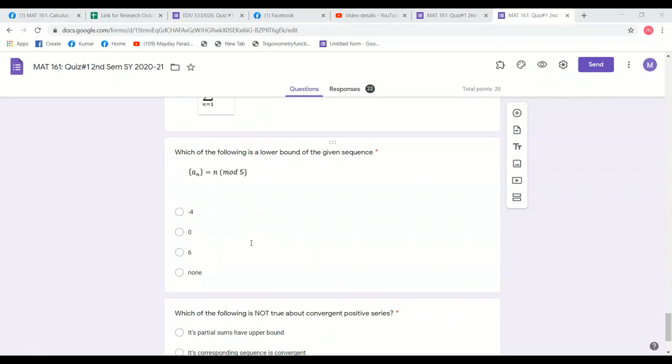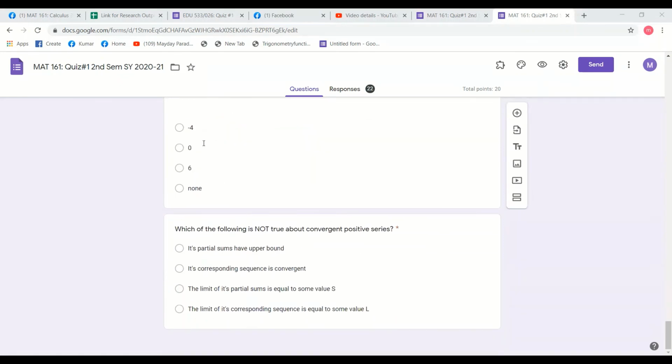Which of the following is a lower bound of the sequence? N modulo 5. The values of n modulo 5 are 0, 1, 2, 3, 4, 0, 1, 2, 3, 4. And a value lower than 0, 1, 2, 3, 4 is negative 4. So therefore, negative 4 is the lower bound for these options.